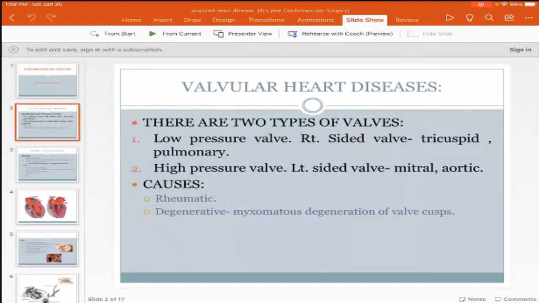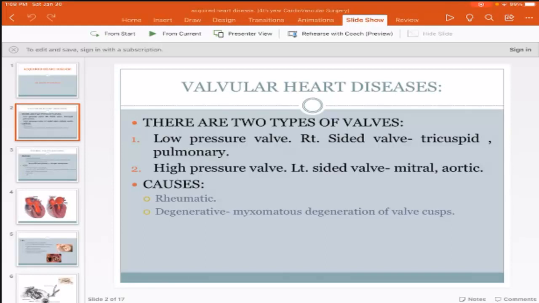As you remember from your anatomy, there are two types of valves, on the left side and on the right side. The left side is the high pressure side, with the mitral valve and the aortic valve. The low pressure side is the right side, with the tricuspid and pulmonary valves. All of them have three cusps, and only the mitral valve is bicuspid.